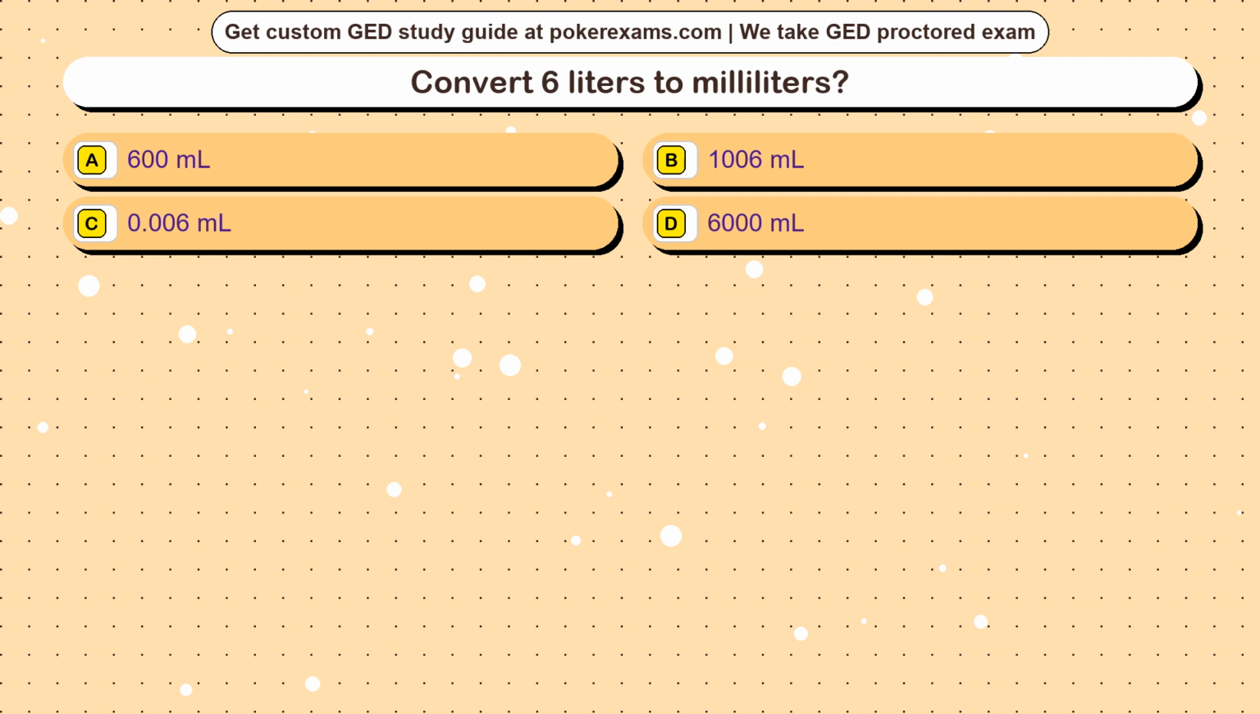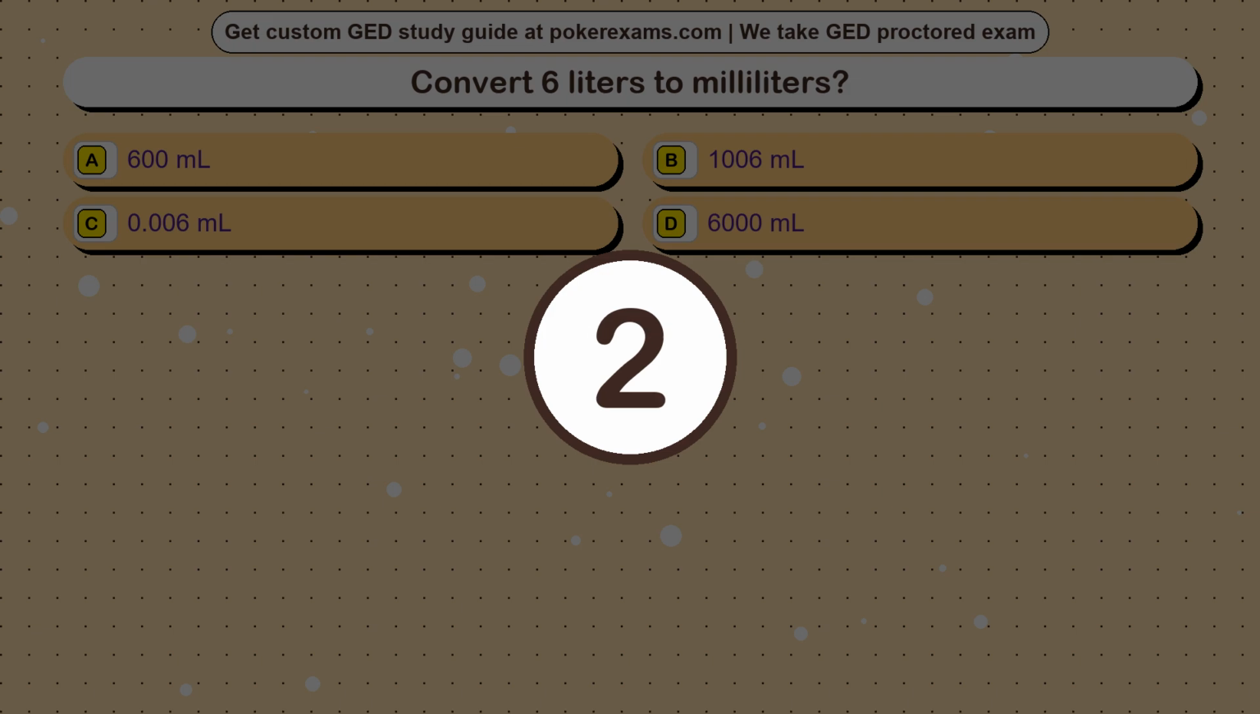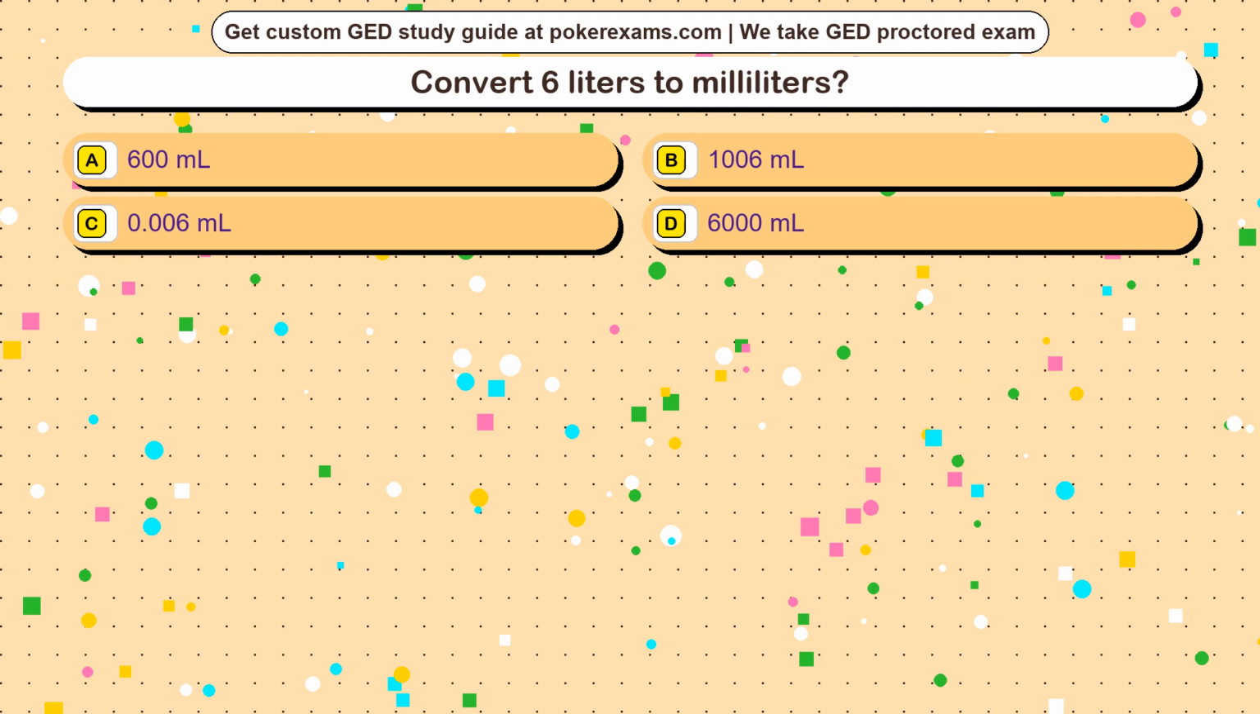Question 6. Convert 6 liters to milliliters. Option A, 600 ml. Option B, 1006 ml. Option C, 0.006 ml. Option D, 6000 ml. The correct answer is option.